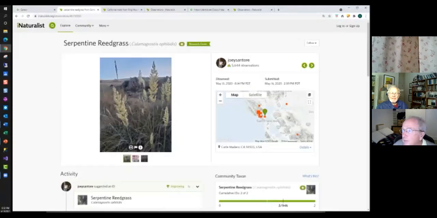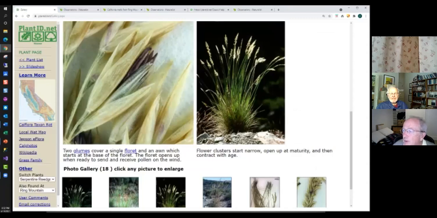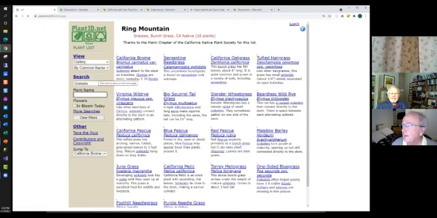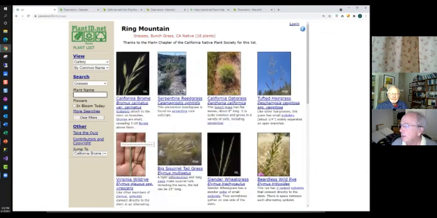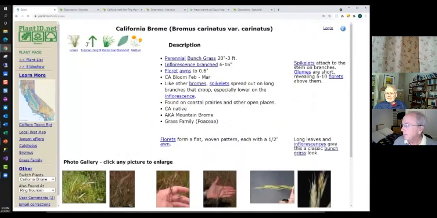So here's an example of PlantID taking advantage of information in another system that helps us learn about the plant. So I'd like to go back to the plant list, and this time we'll look at it as a gallery. And we've talked about the serpentine reedgrass. I would also like to show you three other grasses. The California brome is a classic bunch grass.